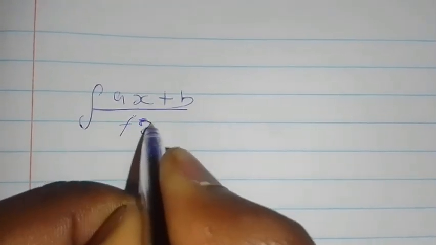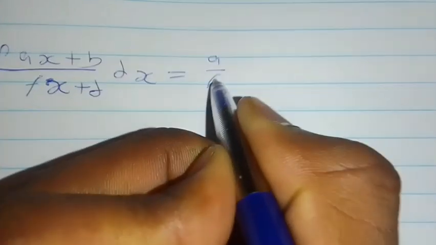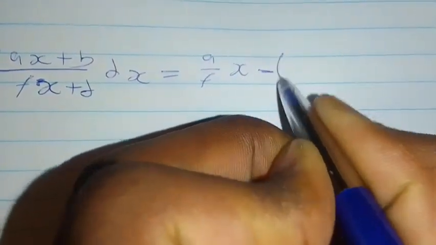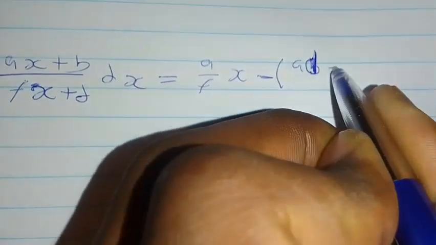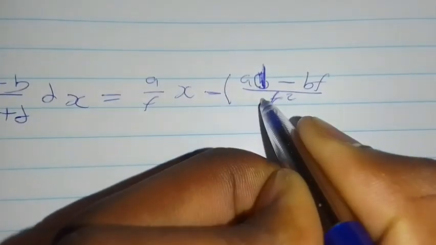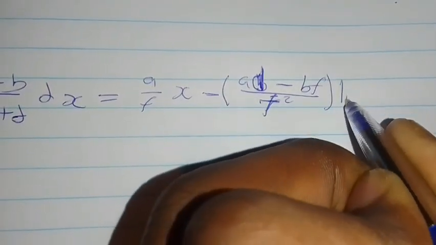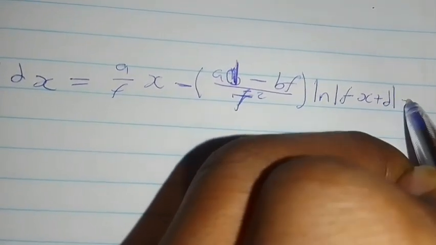If you don't remember, my formula is that the integral of ax plus b divided by fx plus d dx will be equal to a over f times x minus, sorry, it's ad minus bf divided by f squared, multiplied by ln the absolute value of fx plus d, then you add a constant.